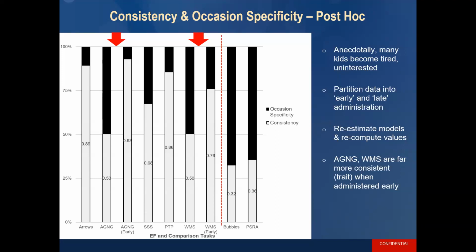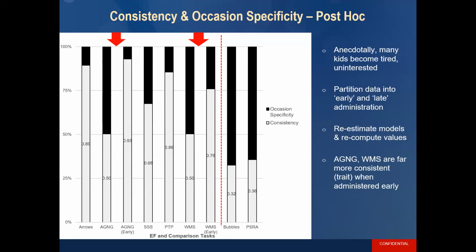And we always train data collectors. We don't want missing data. Give kids a break, push on through. We want to get everyone to perform these tasks. But we realized when we looked at our data set that animal go, no-go and working memory span tended to be administered late in the assessment period. We weren't great in this study about systematically looking at the order of tasks. So it's a little bit messy.